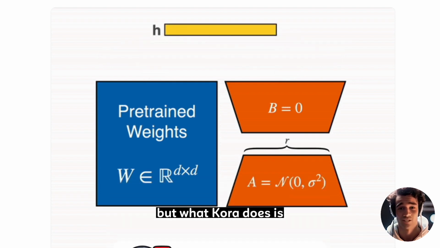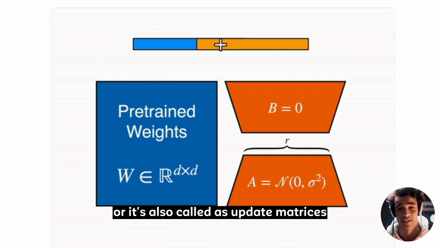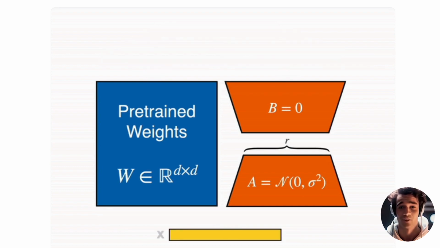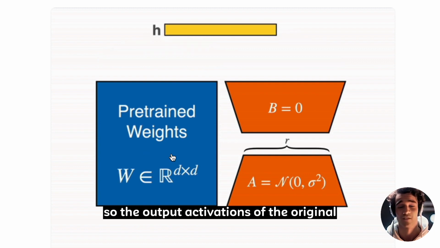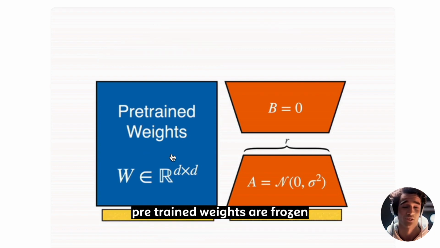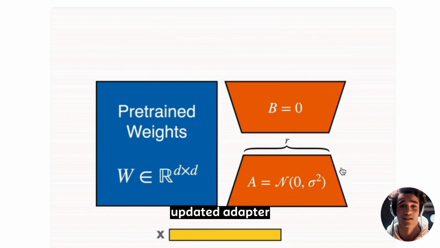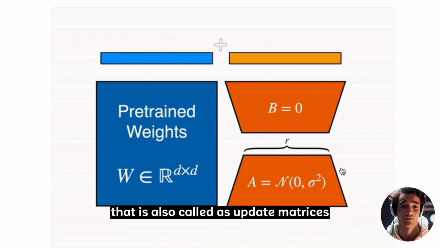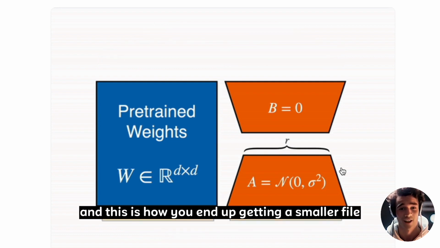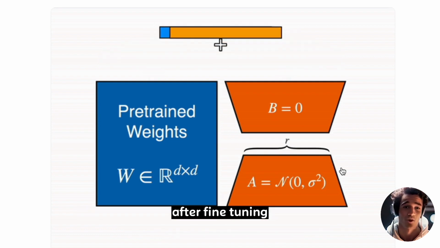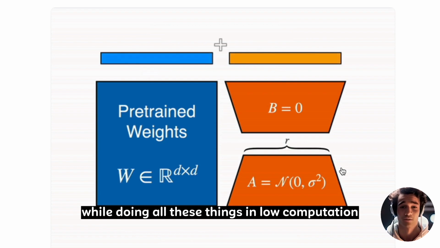But what LoRa does is create a new set of weight matrices, also called update matrices, that you see on the right-hand side, the orange colored one, while freezing the blue color pre-trained weights. So the output activations of the original pre-trained weights are frozen and then are augmented by the new low rank adapter, which is also called update matrices or weight matrices. And this is how you end up getting a smaller file after fine-tuning while also not compromising performance and accuracy, all in low computation.